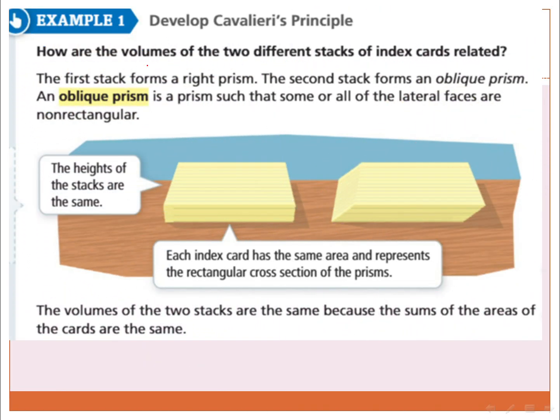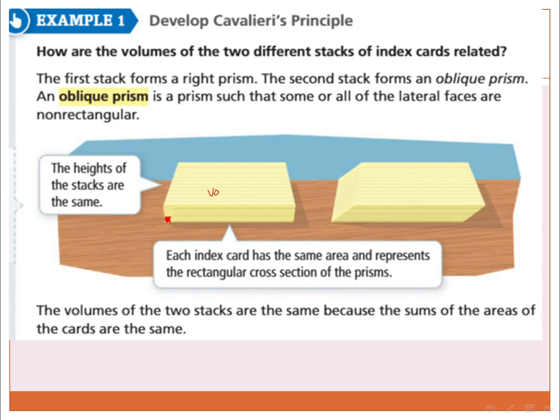Okay, he asks you, for example, how are the volumes of two different stacks of index cards related? If you have seen this before, I think you've dealt with this one before. Here you have this rectangular prism. This one is a rectangular prism. And if you just pay attention, the angle here is a right angle. So that means we have a rectangular prism.